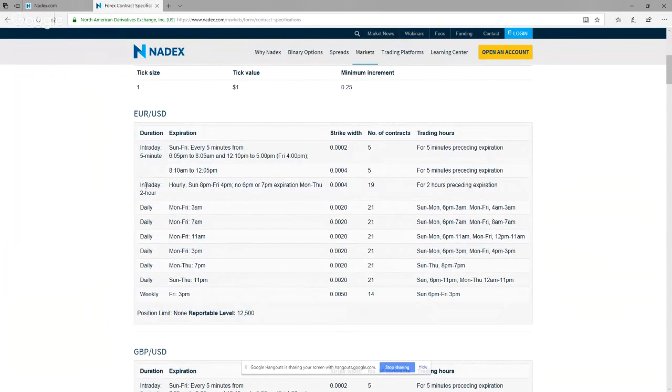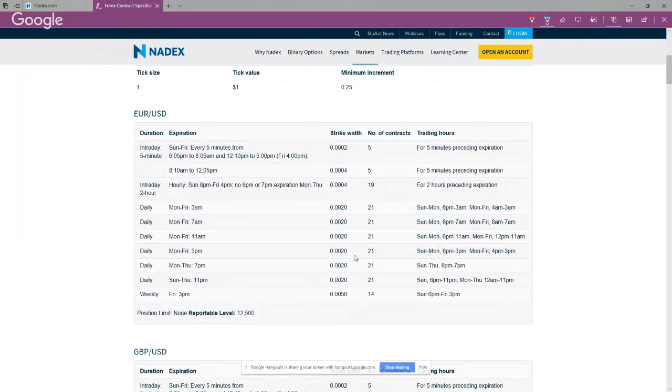we're looking at an intraday 2-hour binary option. Number one, it's going to tell you exactly when that binary is available. Okay. So this is hourly beginning at Sunday. The first expiration is 8 p.m. The last expiration is 4 p.m. And there are no 6 p.m. to 7 p.m. expirations, Monday through Thursday.